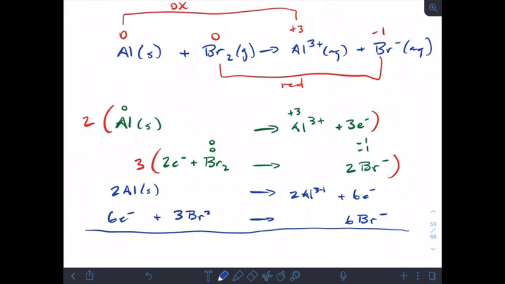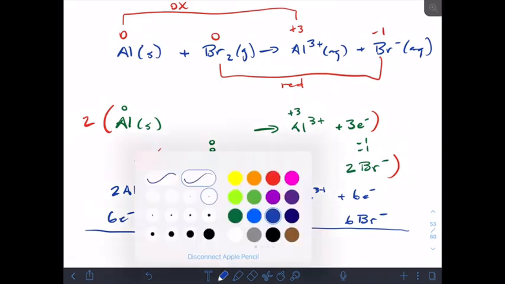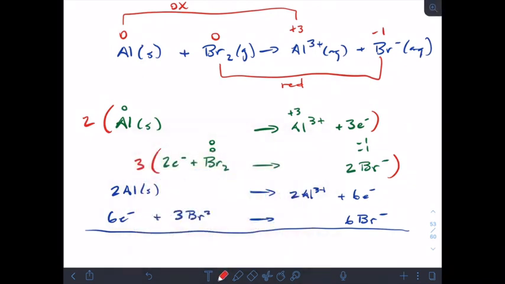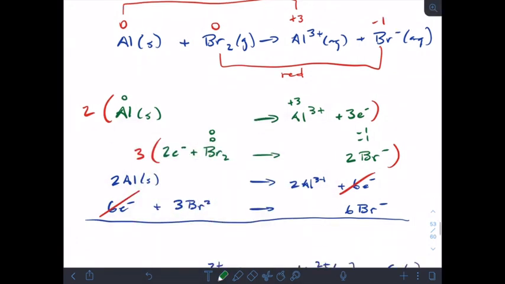Things that are the same on opposite sides, just like when we did net ionic equations, I can cancel out. And that would be my electrons. I need my electrons to disappear. Okay, and then my final answer will be whatever's left.